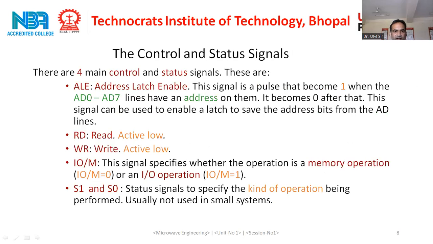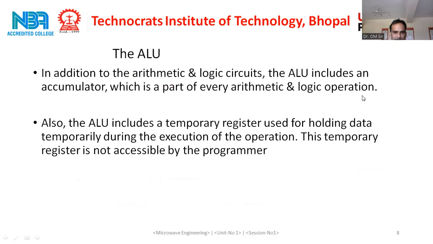The control and status signals. There are 4 main control and status signals. These are ALE, that is the address latch enable. It is a signal pulse that becomes 1 when the AD0 to AD7 lines have the address on them. It becomes 0 after that. This signal can be used to enable a latch to save the address bits from the AD lines. Then the read signal, write signal, memory input output signal, and S1 and S0 signals. These are the kind of status signals.